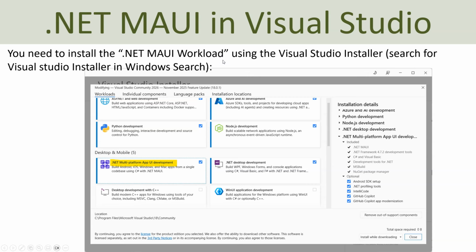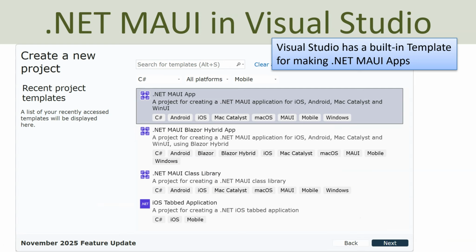Before you start, make sure that you have installed this .NET MAUI workload in Visual Studio. So basically search for Visual Studio Installer in the Windows search and make sure that you have selected this .NET MAUI workload. And if you have installed this workload as part of your Visual Studio installation, when creating a new project, you should be able to see this .NET MAUI app project, which we are going to use in order to create a .NET MAUI application.